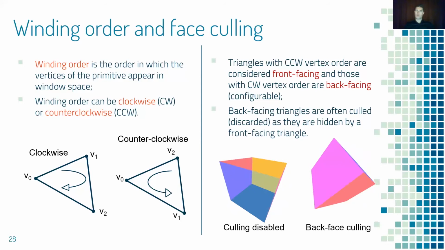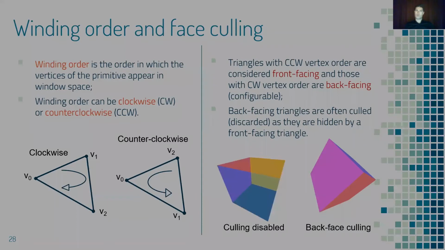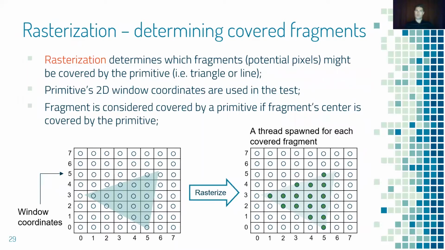Okay, so now we come to rasterization. What is rasterization? Rasterization basically determines which fragments, so fragments are potential pixels, might be covered by the primitive, like a triangle or line. Screen, or actually window coordinates, are used in this test. And the fragment is considered to be covered by a primitive if its center is covered by the primitive.